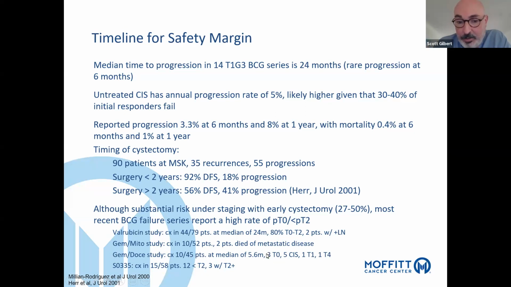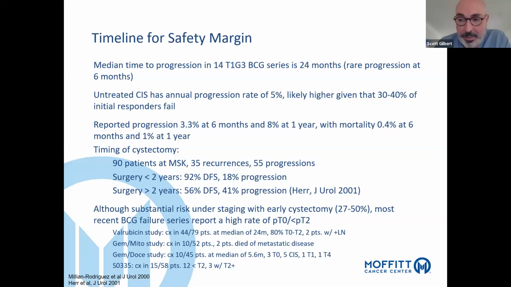3 patients had 0 tumor identified. 5 patients had carcinoma in situ, 1 patient T1, and 1 patient T4 disease. And you can also see in SWOG 0335, 15 patients who underwent cystectomy. 12 of those 15 had less than T2 disease, but there were a small percentage of patients with muscle invasive tumors.